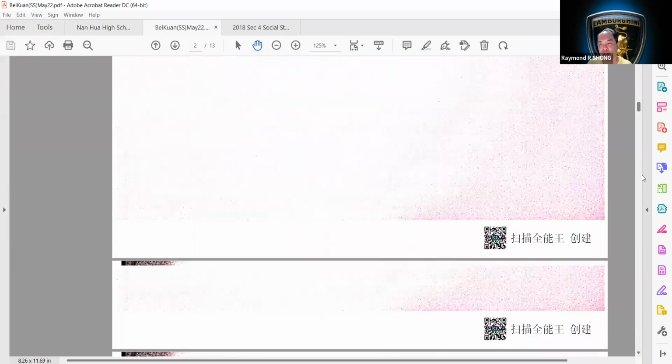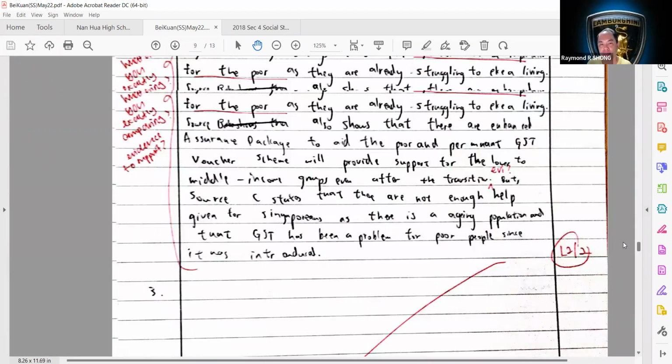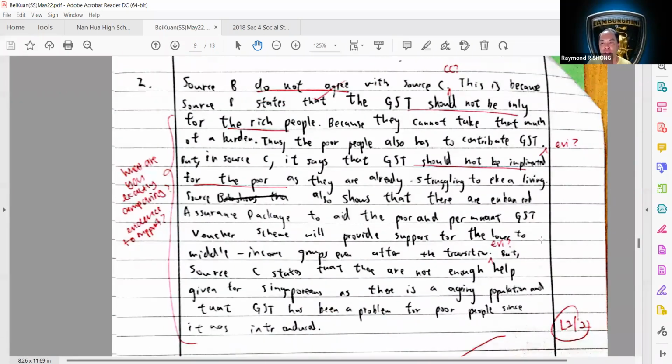So let's look at this question here. Source B does not agree with source C. Thank you. Well done. Finally, you put B and C. Okay. What do you mean by this CC? Cross-referencing. Where is your cross-referencing? Do not agree. This is because you must. This is because source B. What do you mean by CC here?